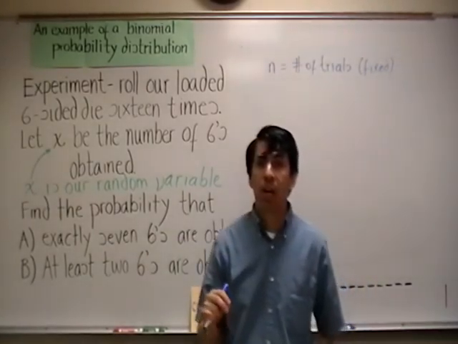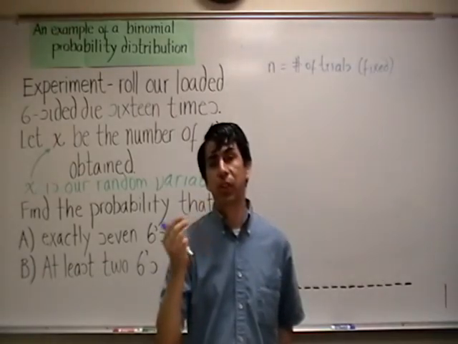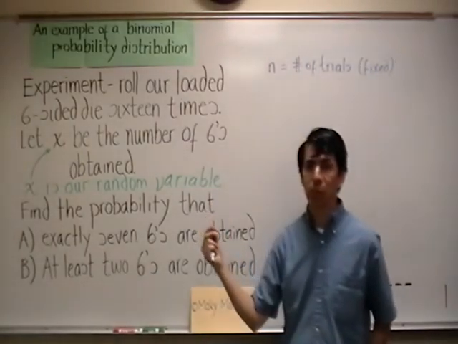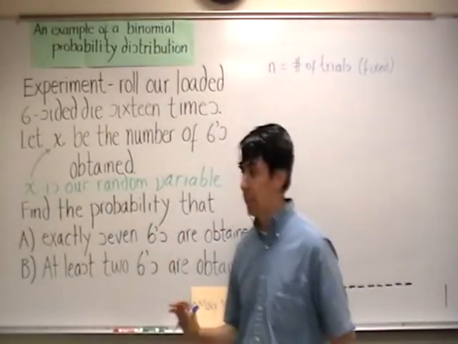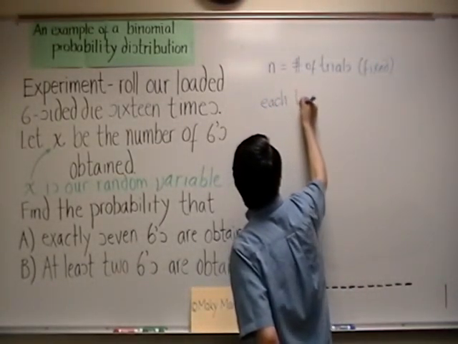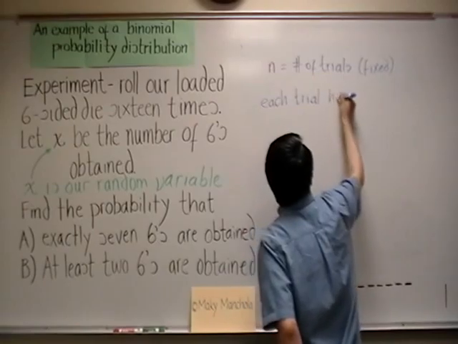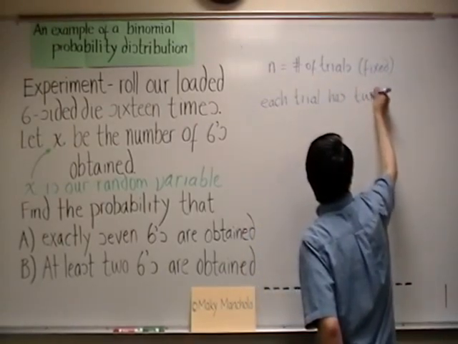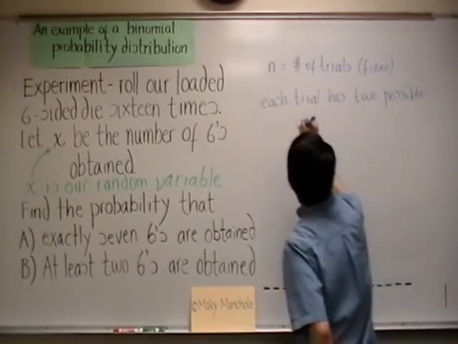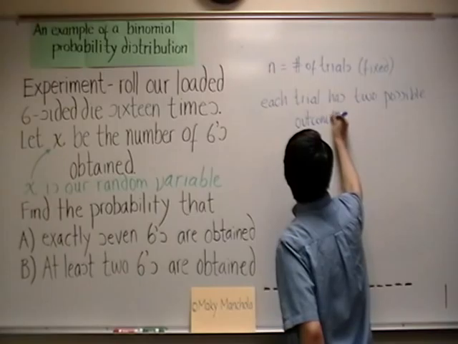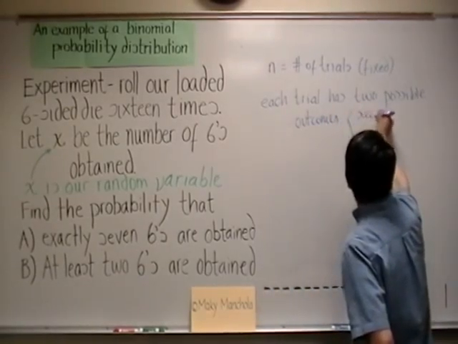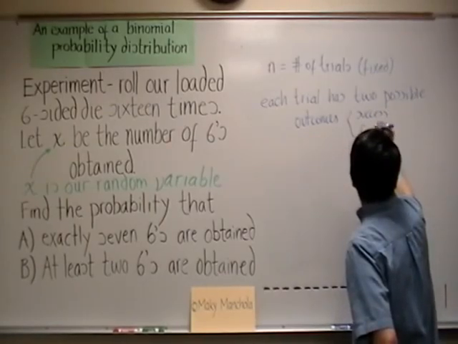Now, each trial will have two possible outcomes: a success and a failure. In our previous example, success was getting a 6, and failure was not getting a 6. But in general, each trial has two possible outcomes, success and failure. Those are it.